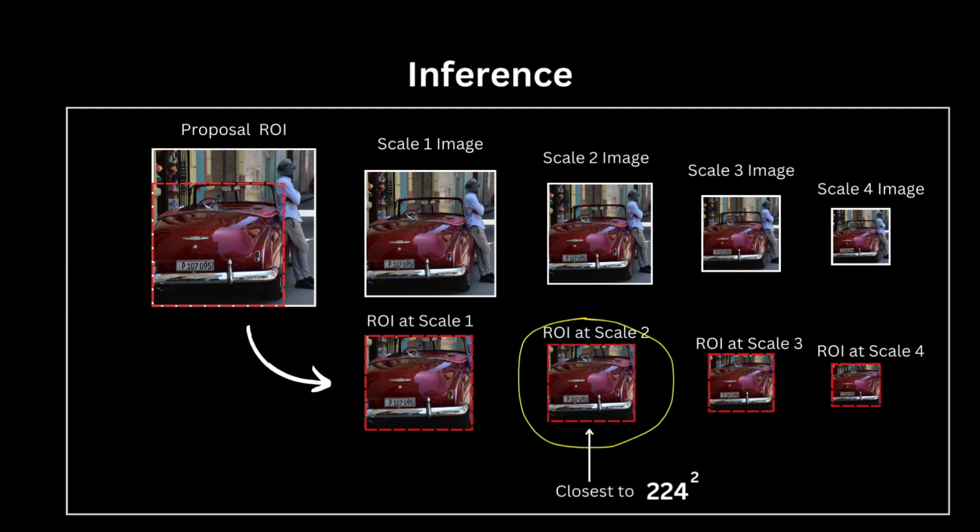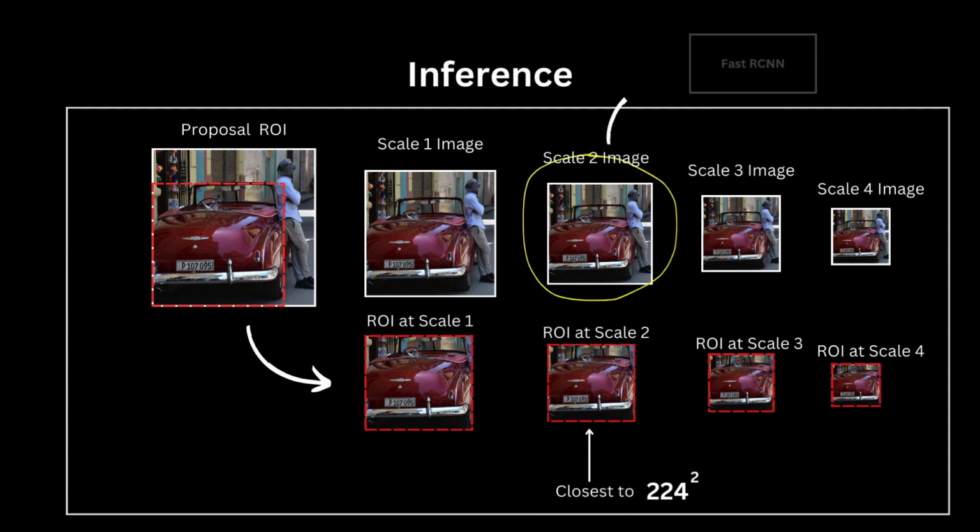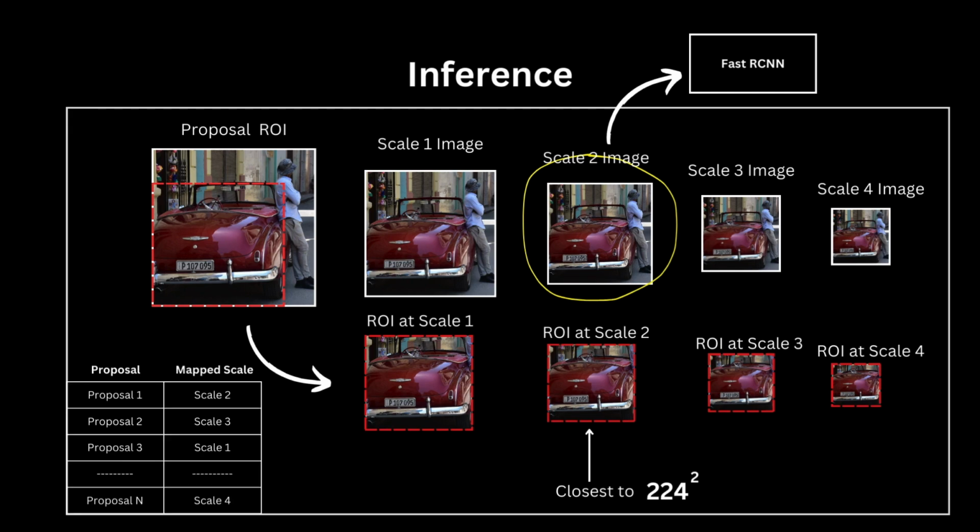So if this scaled ROI is closest to 224 square, then this corresponding image will be used to get this proposal's predictions. So you can see that rather than just doing one forward pass, we would be doing as many forward passes as there are scales in the pyramid, assuming every scale has at least one proposal mapped to it.